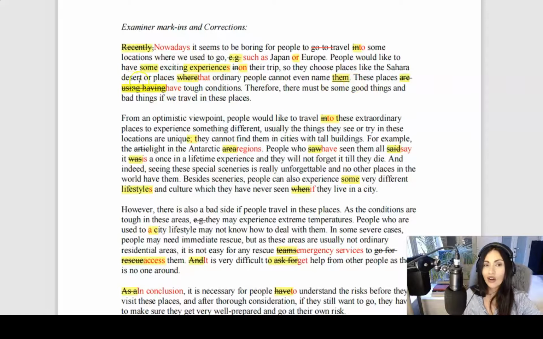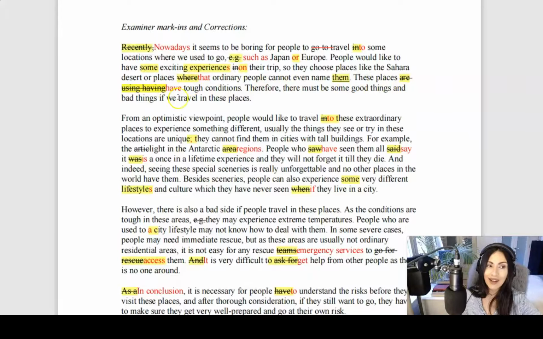However, the Sahara Desert or places that ordinary people cannot even name is correct, because you name a place, but you don't go to the place. It's different. So therefore, we use a different pronoun. And the word them has been omitted from the sentence as it is redundant. So: that ordinary people cannot even name.